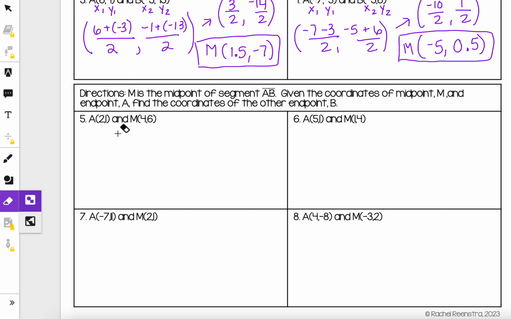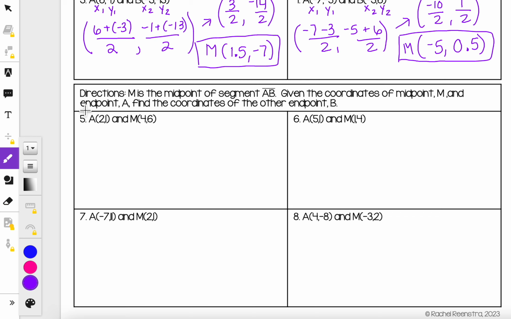All right? So I like to think of this as 2 separate problems. Okay? So first, I'm going to try to find the x value.